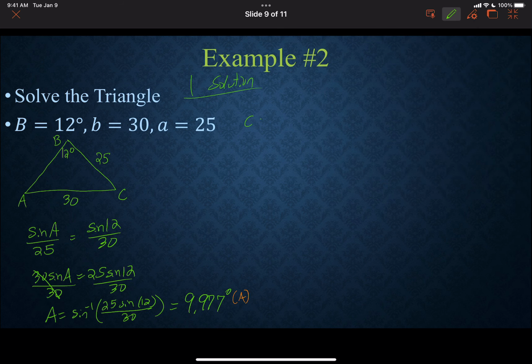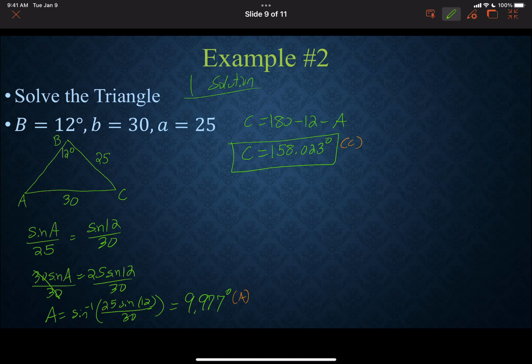So angle C is just simply 180 minus 12 minus angle A. So we would do 180 minus 12 minus alpha A, not typing out 9.977, 180 minus 12 minus the alpha A button on your graphing calculators. And doing that would give us 158.023 degrees for angle C, which then needs to also be stored exactly as I'll call it alpha C then, because the variable is C.